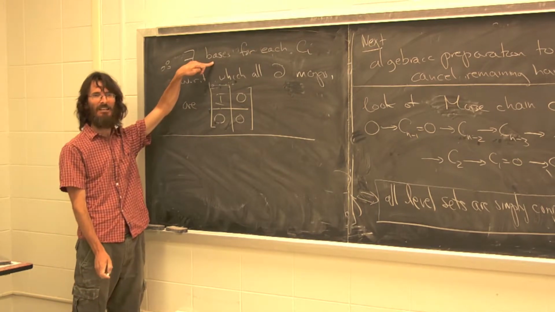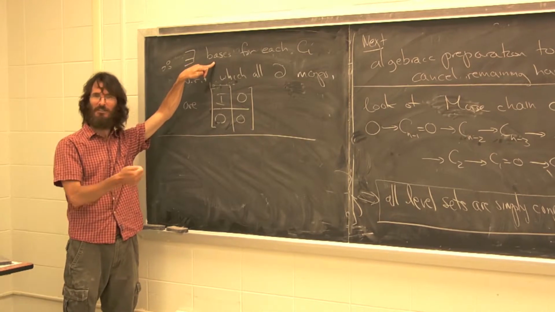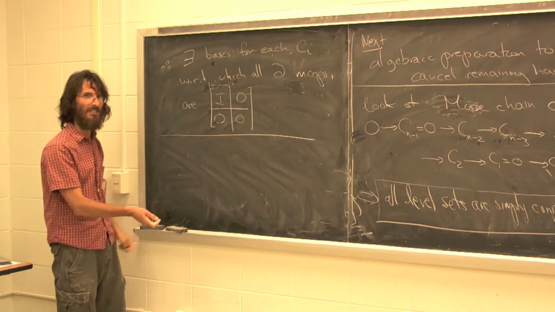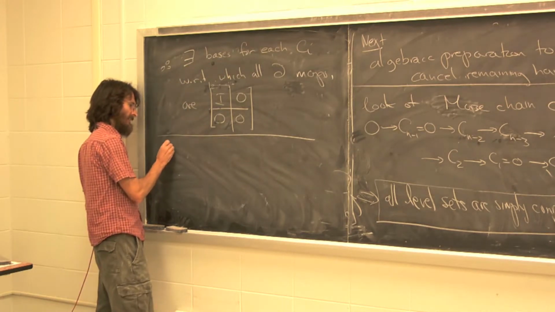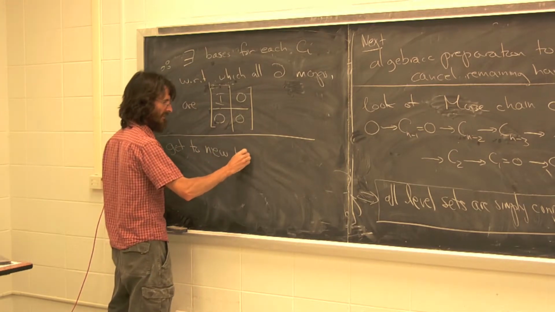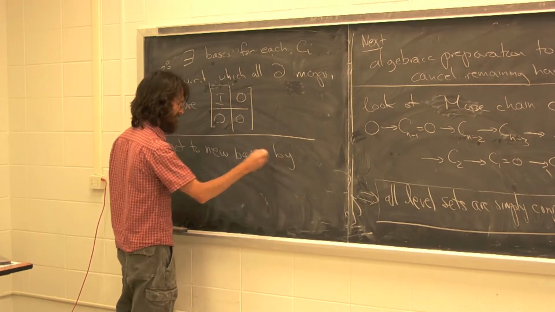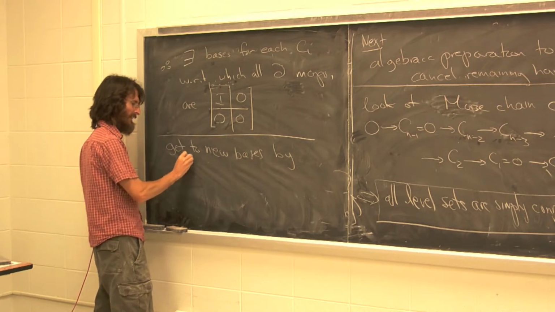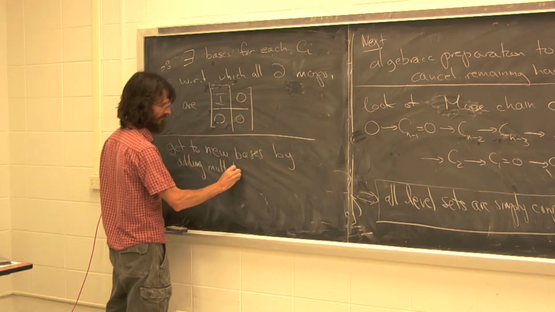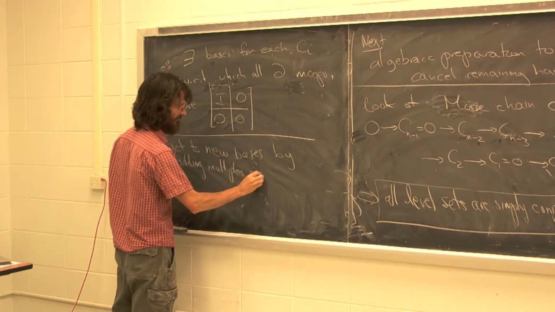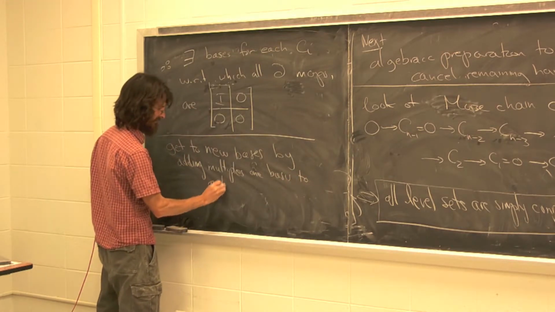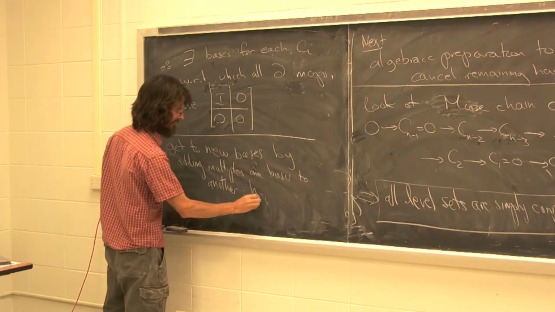Each basis element is a linear combination of the original basis elements. So we can get to the new bases by adding multiples of one basis element to another. So these are all just handle slides.